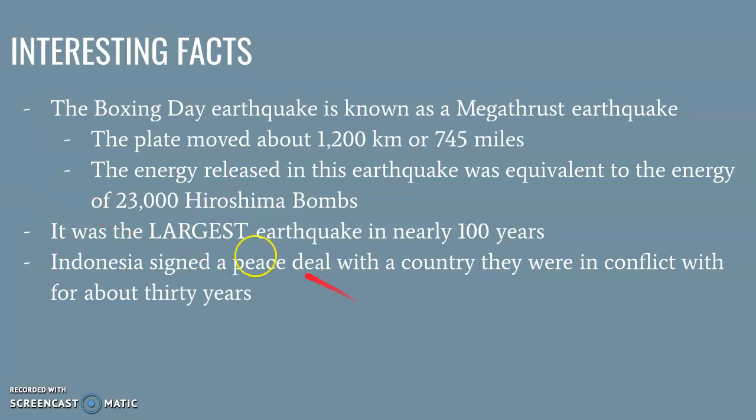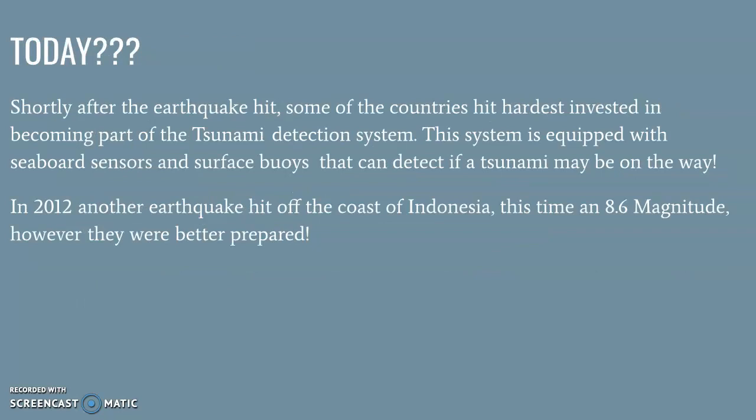And there are some other interesting facts here. It's the largest earthquake in 100 years, and Indonesia finally signed a peace deal with a group they were in conflict with for 30 years. Shortly after the earthquake hit, Indonesia and all the other severely hit countries signed on to become part of the tsunami detection system, which has been proven successful. In 2012, an 8.6 magnitude earthquake hit the coast of Indonesia, and so many lives were saved because of it.